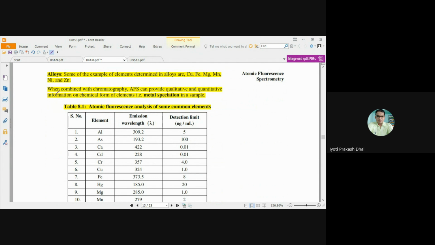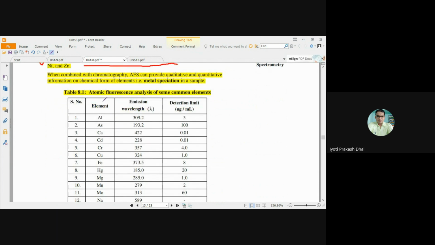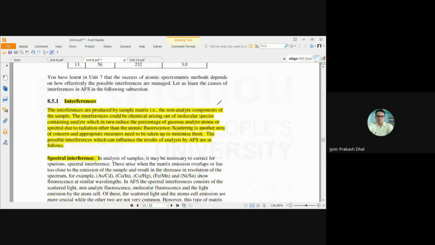Now in the field of alloys, some examples are the elemental determination of alloys like copper, iron, manganese, magnesium, nickel, zinc, etc. In combination with chromatography, AFS can provide qualitative and quantitative information of the chemical form of an element, that is metal speciation in a sample. This table describes the atomic fluorescence analysis of some common elements.